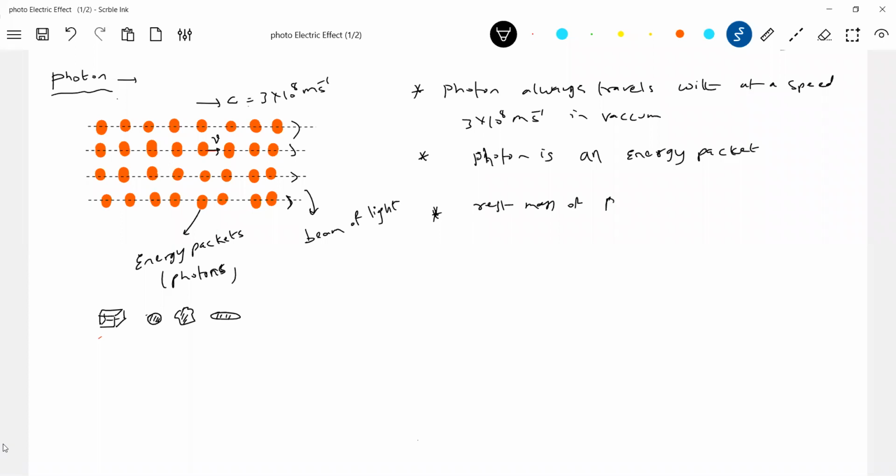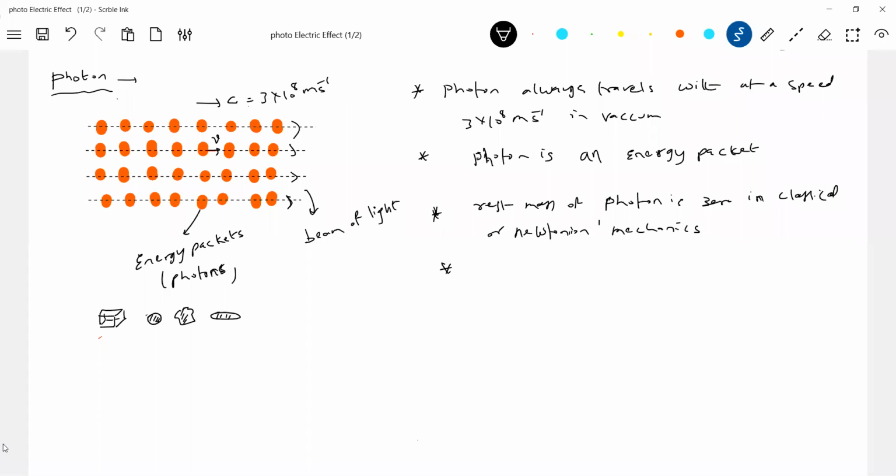Rest mass of photon is zero in Newtonian mechanics or classical mechanics, and it is associated with the momentum.